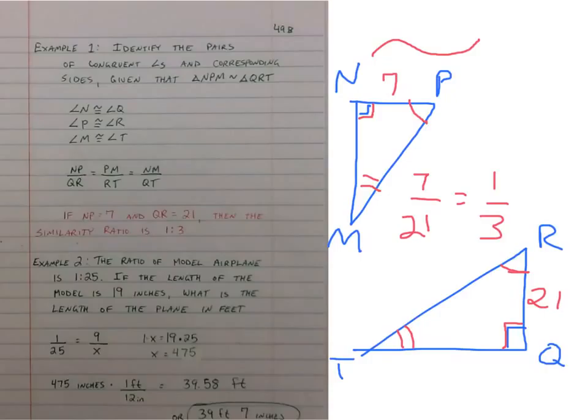So we could take it a step further. If this side was 10, then we would know that this side was 30. And we could use Pythagorean theorem to find the length of the hypotenuse.